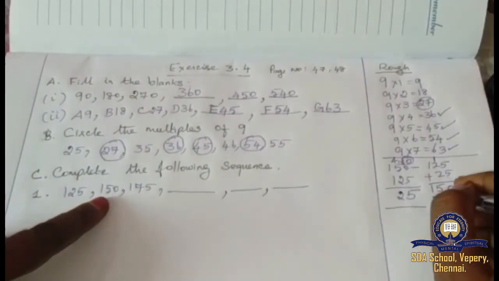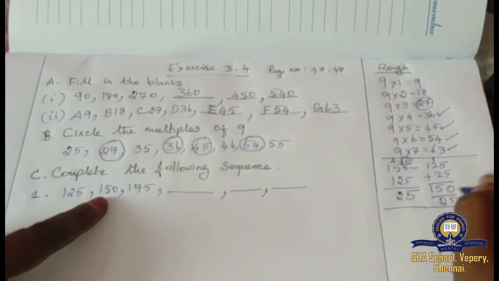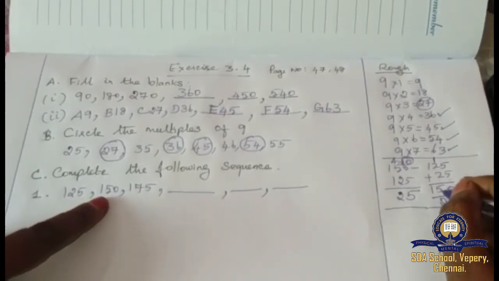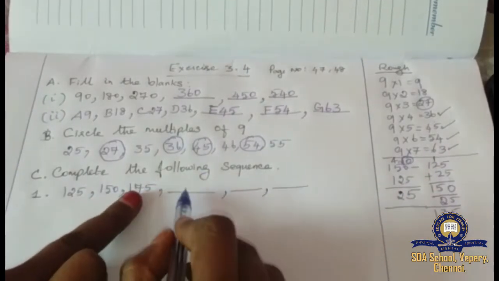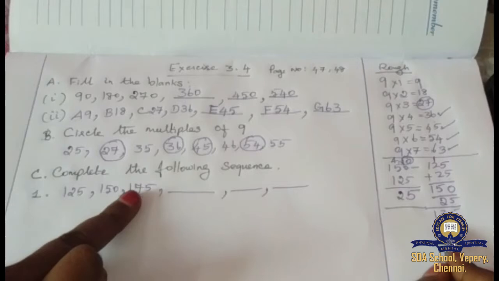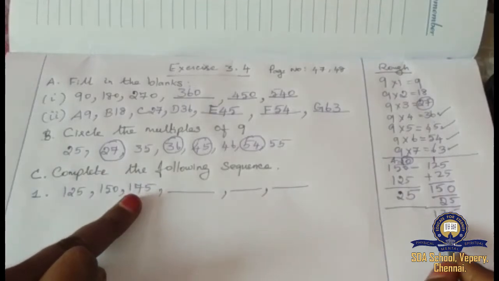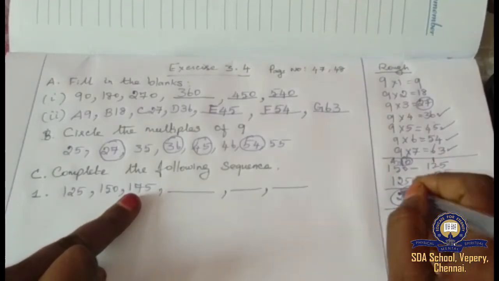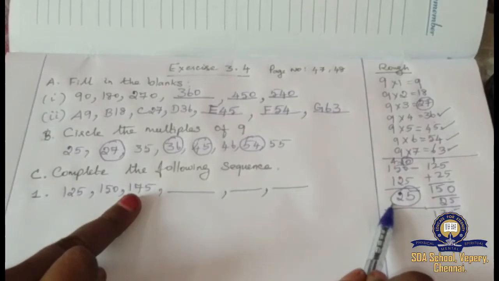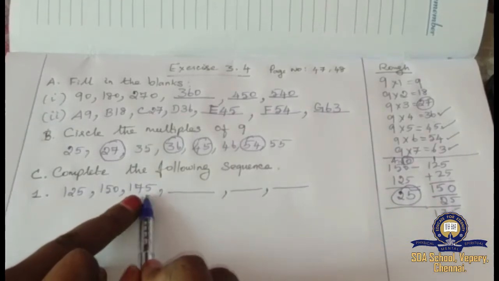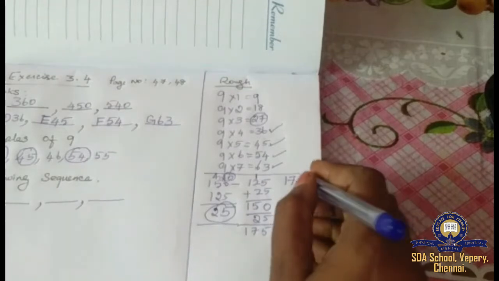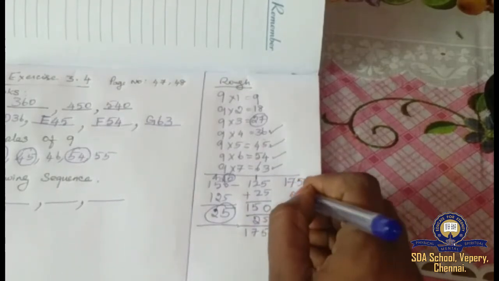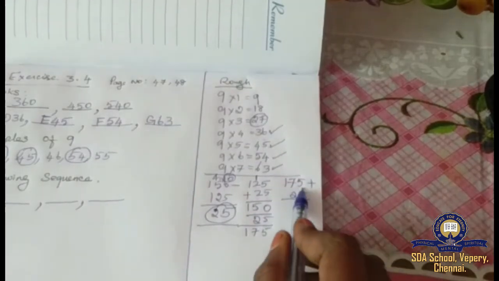So if you add 25 here, what will be the next number? 0 plus 5, 5. 5 plus 2, 7. 175. So to find the next number, you have to add this 175 with which number? 25. The difference is 25. So you have to add 25 to the previous number to obtain the next number. So 175 plus 25. What will be the next number? 5 plus 5?